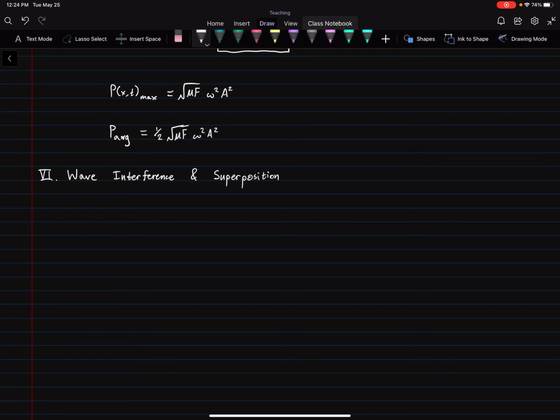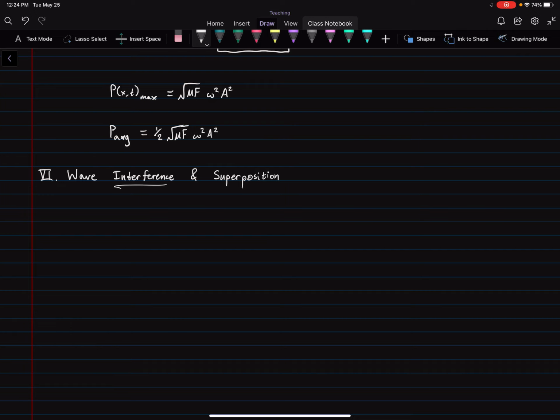Okay, so now we're done with all the math. Now we get to talk qualitatively about a few wider topics in waves. So, for instance, what happens when two waves are present at the same place and the same time? This general situation is called interference.